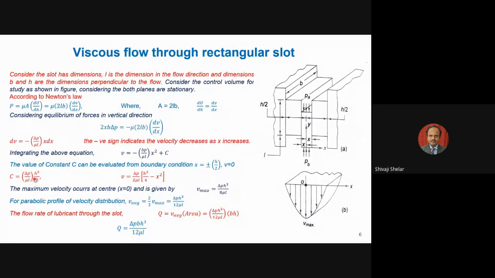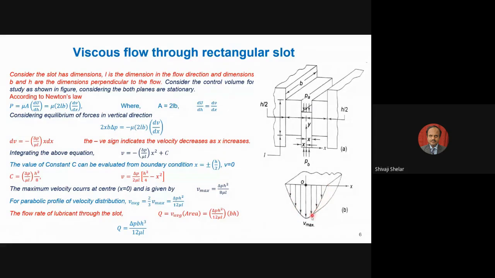Then you can put this value in the above equation, and you will have the velocity distribution function. This is the velocity distribution function: delta p upon 2 mu l into the bracket h square by 4 minus x square. Now this equation is a parabolic equation. You can see this equation is a parabolic equation.